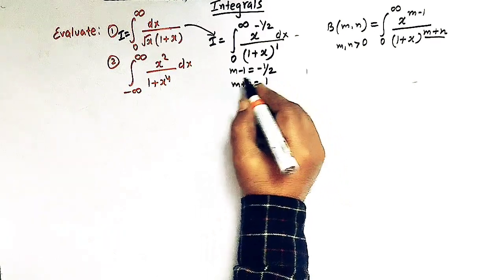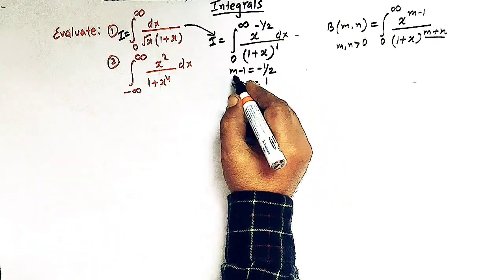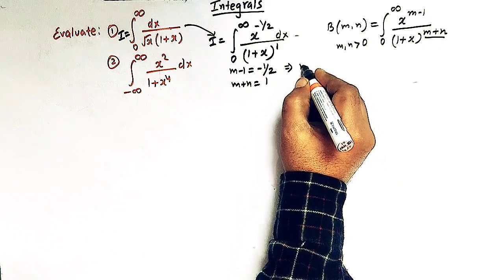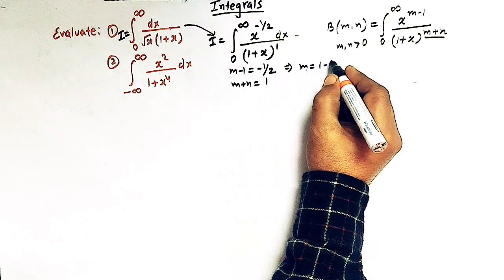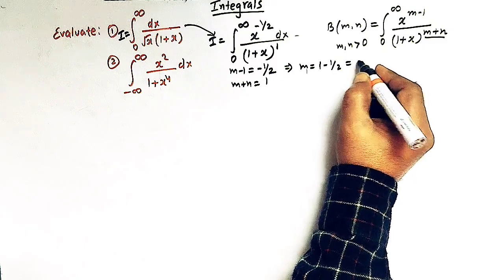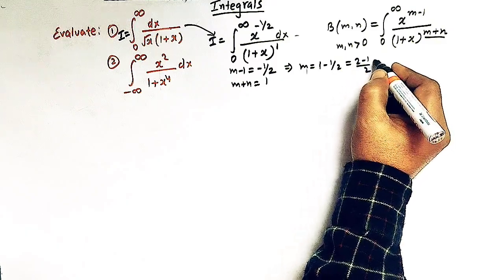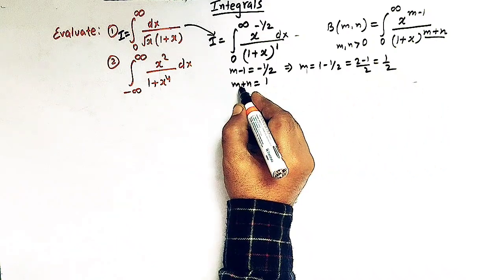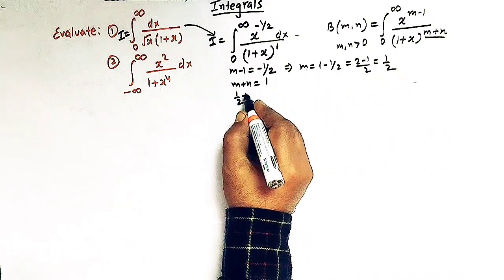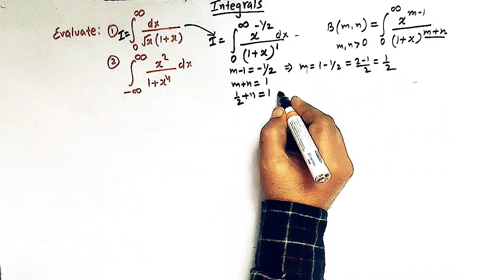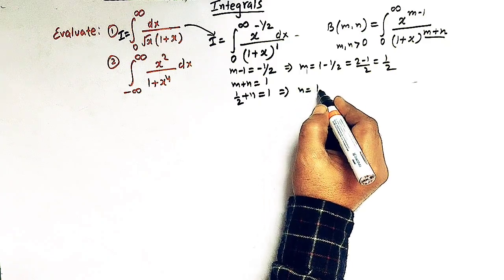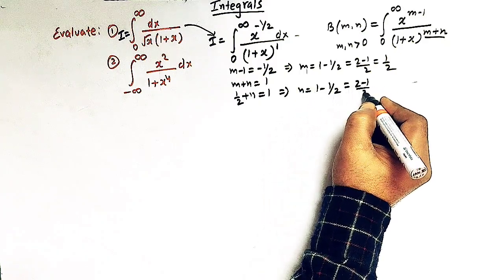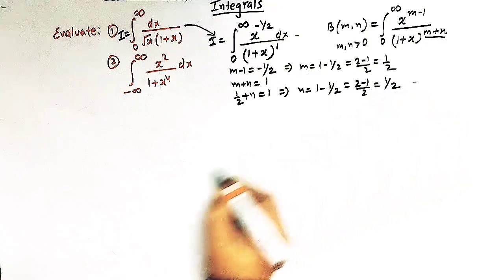So let us now solve these two equations to get the values of m and n. So from here we have m is equal to 1 minus half, that is equal to 2 minus 1 over 2, that is half. And taking m is equal to half in this equation, we have half plus n is equal to 1. So n is 1 minus half, that is 2 minus 1 over 2, that is half.